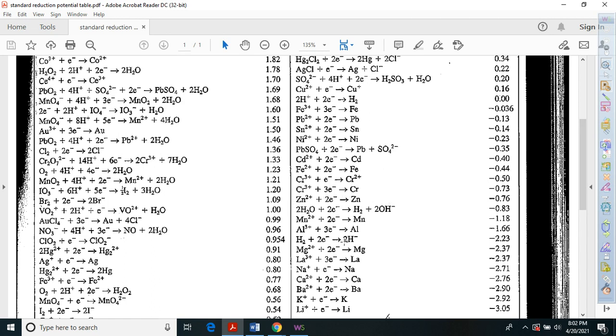Whenever you're looking at these reduction values, they're showing the half reaction, that's what we call these, in terms of what it looks like if it gains electrons. So all of these half reactions that you're seeing here are showing gaining of electrons.